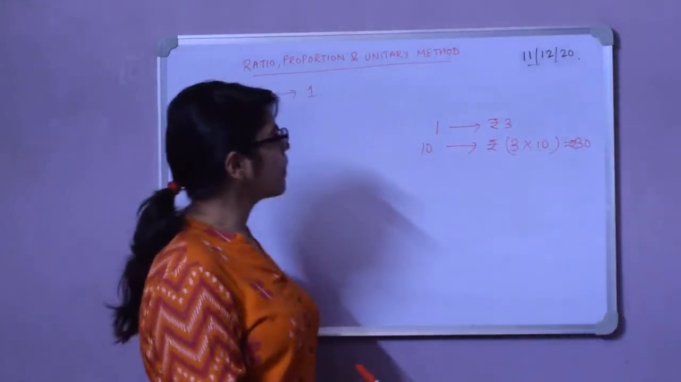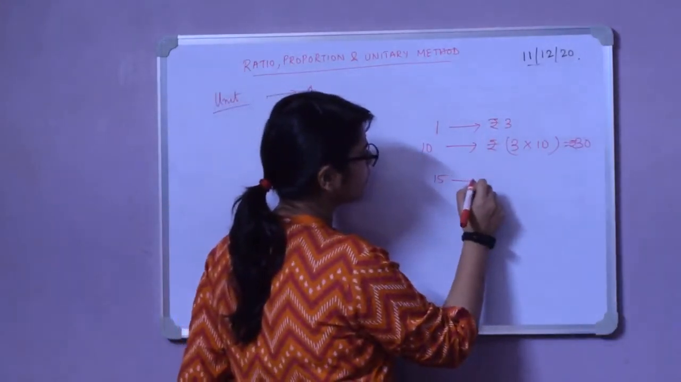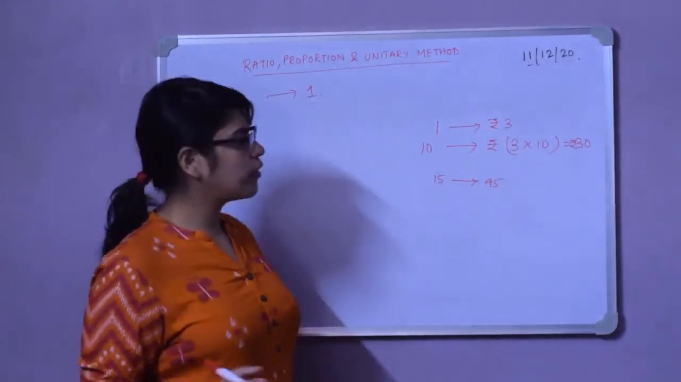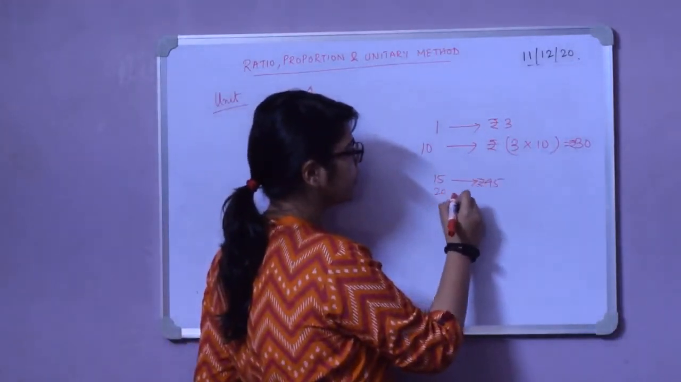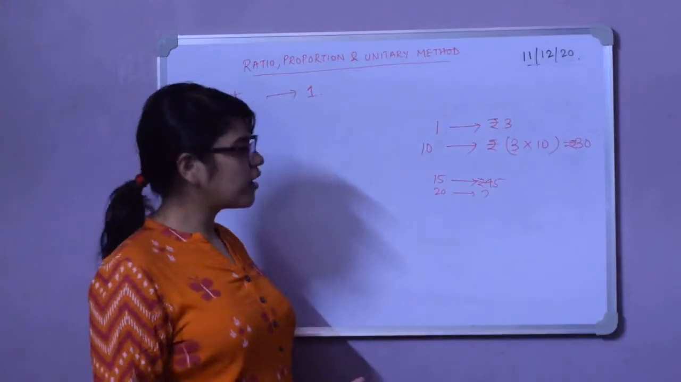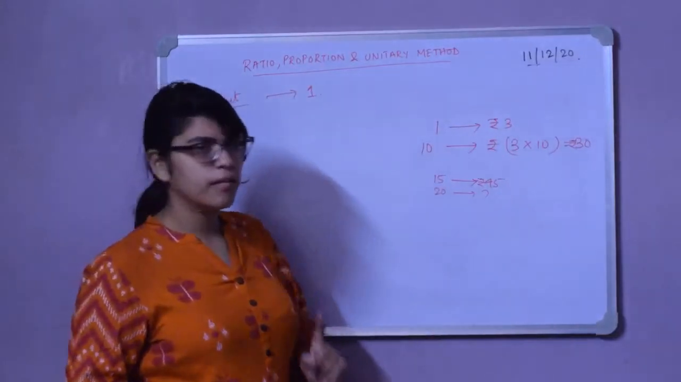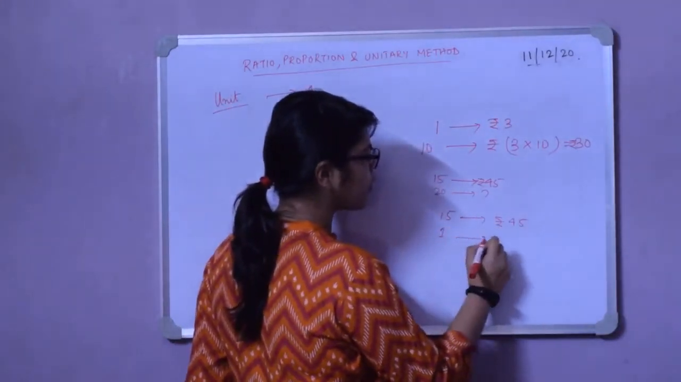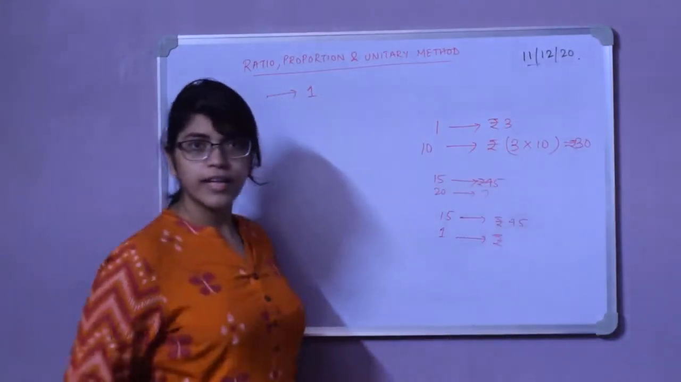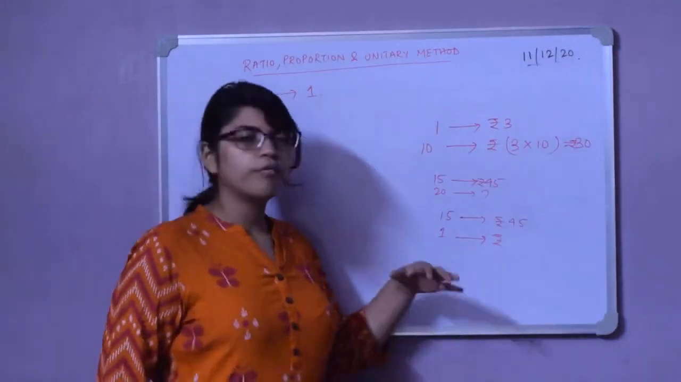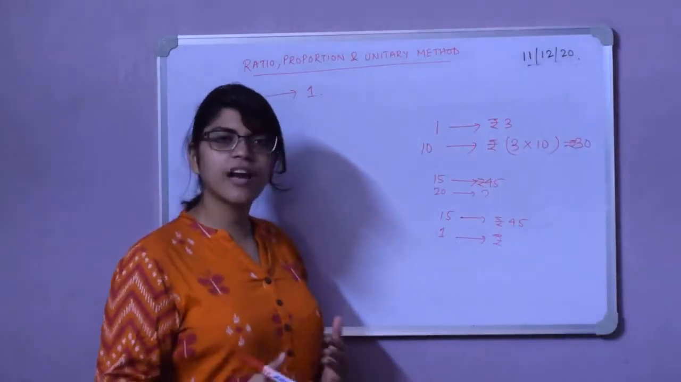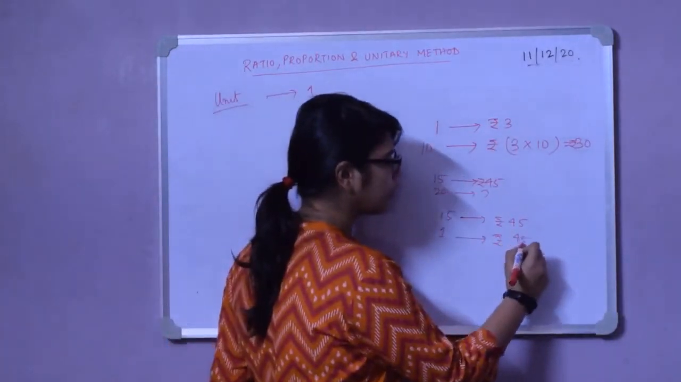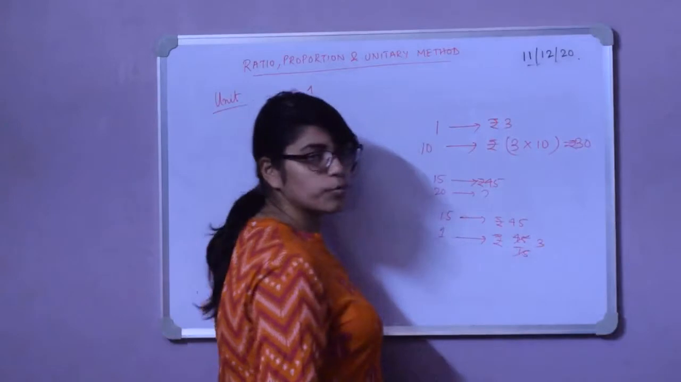Now suppose the cost of 15 pencils is given as 45, and we have to find the cost of 20 pencils. How will we do that? We will first find the cost of one pencil. 15 pencils cost rupees 45, so one pencil will cost how much? It will cost less than 15 pencils, right? That is why we will divide. Whenever we understand that it will cost more, we will multiply. So here we divide 45 by 15, which gives us rupees 3.